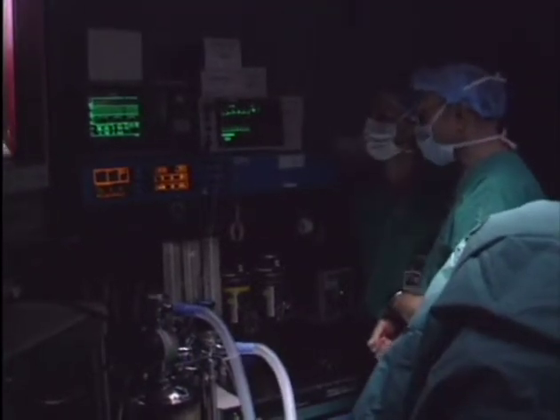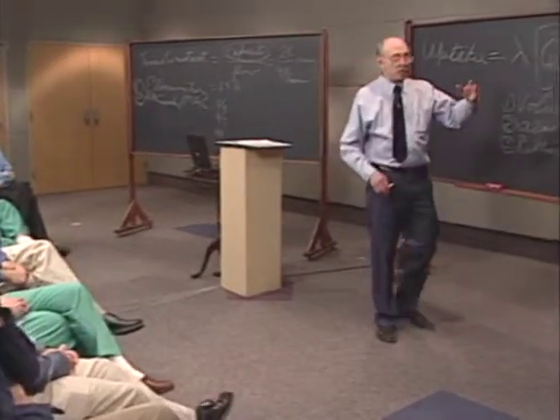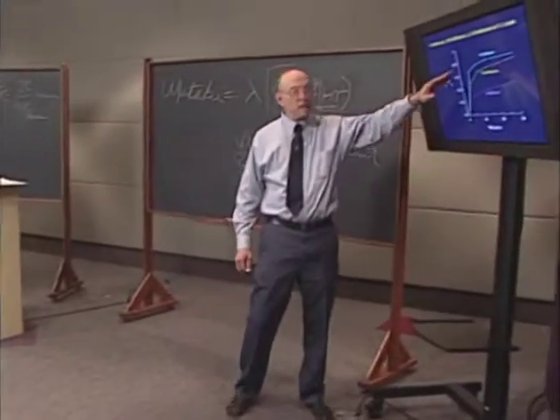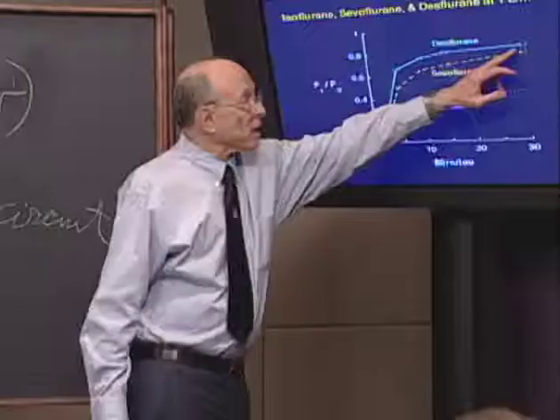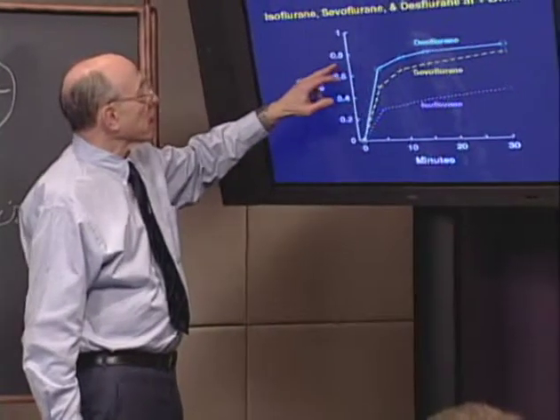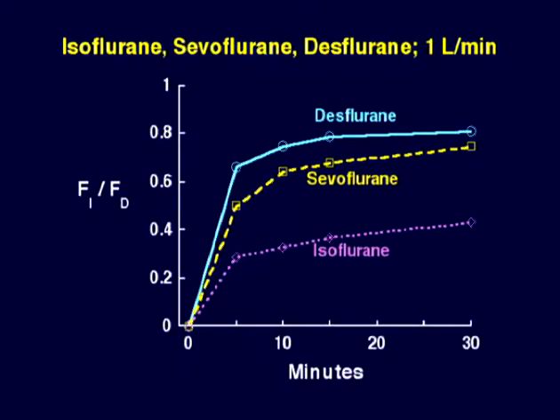Right, exactly so. With desflurane, the inspired concentration relative to the delivered is again even higher than with sevoflurane, just as was predicted. The inspired concentration, in fact, is now above 80% of the delivered concentration, even at this low flow rate of 1 liter per minute, because uptake of desflurane is relatively small. And the alveolar concentration is about 70% of the delivered concentration.